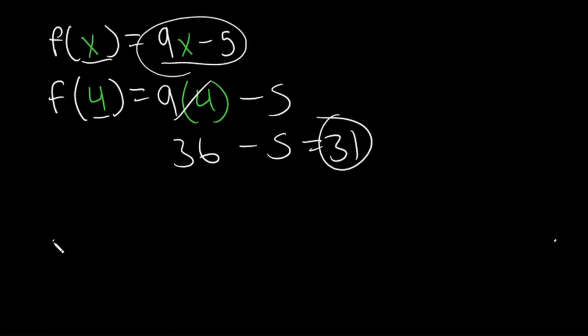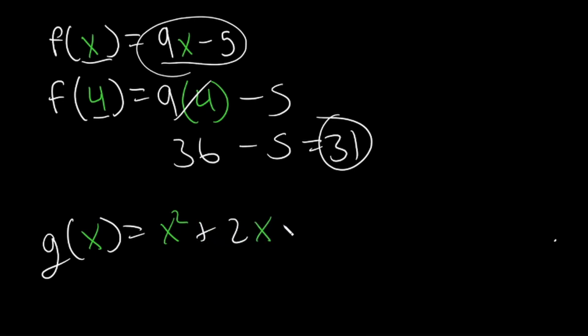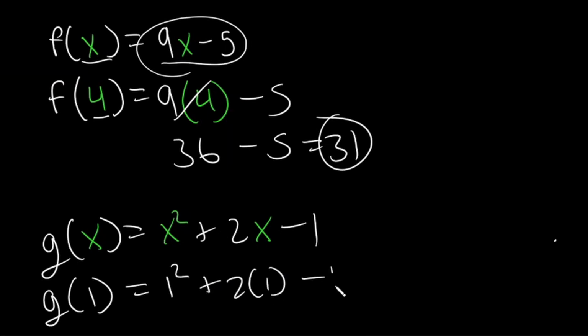If we have g of x is equal to x squared plus 2x minus 1, the same thing applies. If we were evaluating g of 1, we would just replace all the x's with 1. So we would have 1 squared plus 2 times 1 minus 1. And this would be equal to 2.